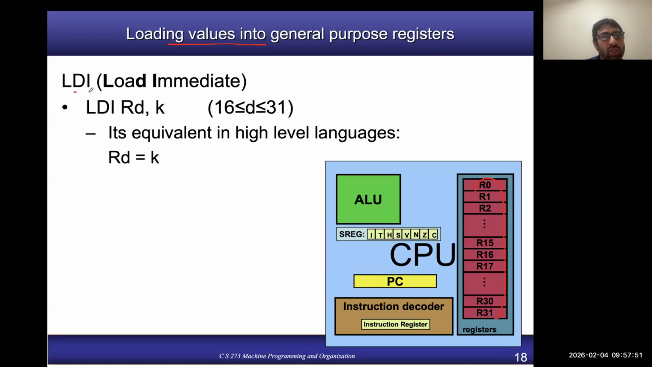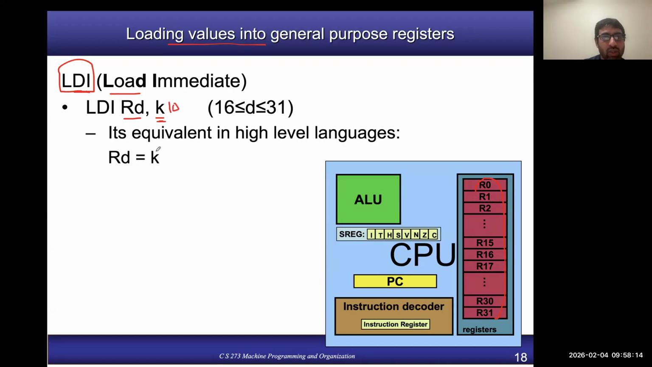For that, you will use the instruction load immediate. LDI is the name of the instruction, and it takes two operands: the destination register, the register in which you want to put the data, and K, the value which you want to put into that register. K is the immediate value. For example, if you want to put 10, K will be 10.